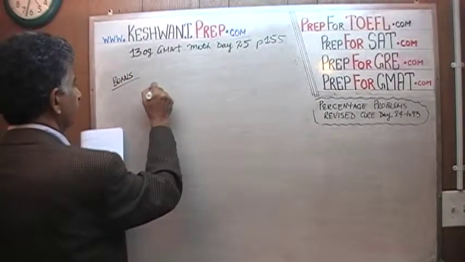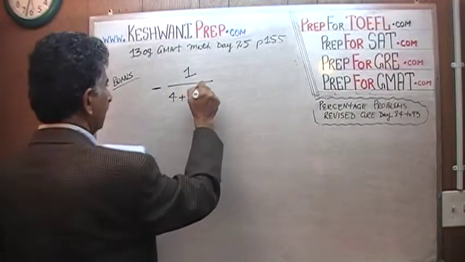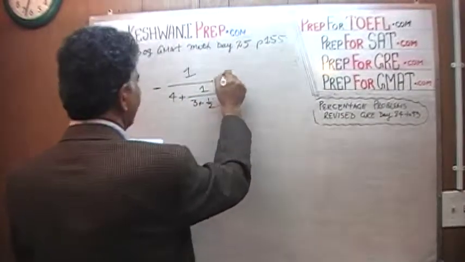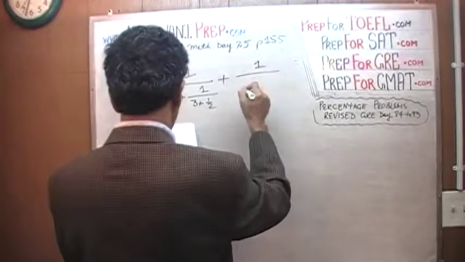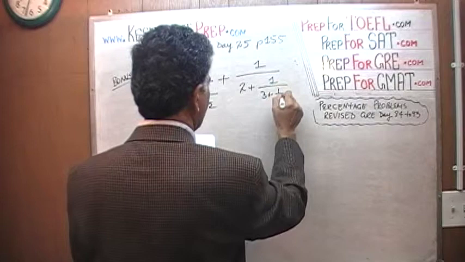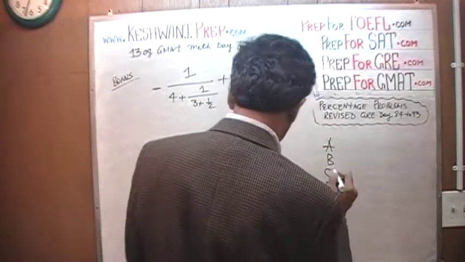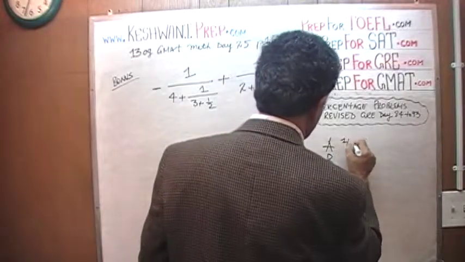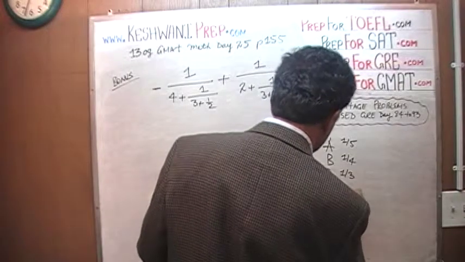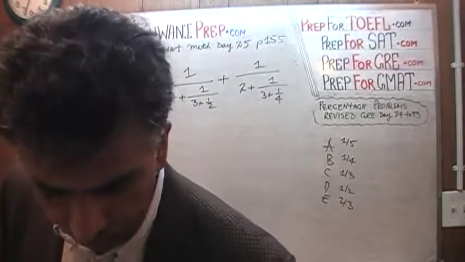We have negative 1 over 4 plus 1 over 3 plus 1 half plus 1 over 2 plus 1 over 3 plus 1 quarter. And the answer choices are A, B, C, D, and E: 1/5, 1 quarter, 1/3, 1/2, and 2/3. Solve this problem on your own ahead of time, and then tomorrow we'll do it together.